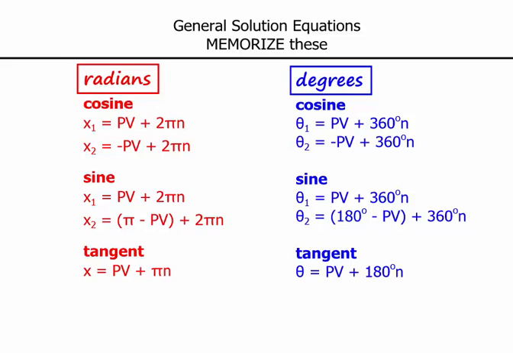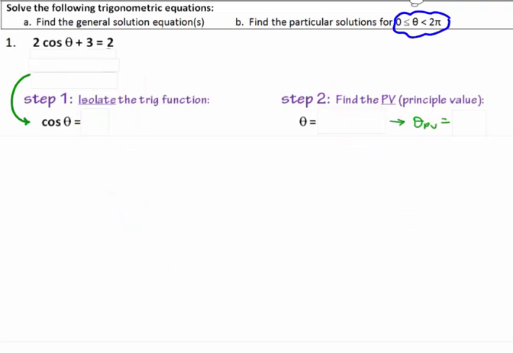Okay, so now that you have learned where the general solution equations come from for our trig equations, let's do some examples. So you will need to memorize each of these equations, know the difference between your sines and your cosines, and be very careful. So let's take a look at our first example.